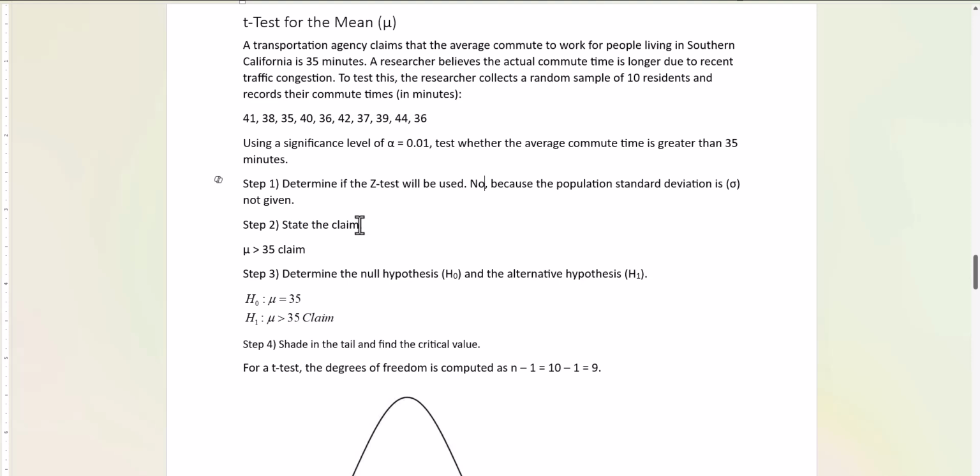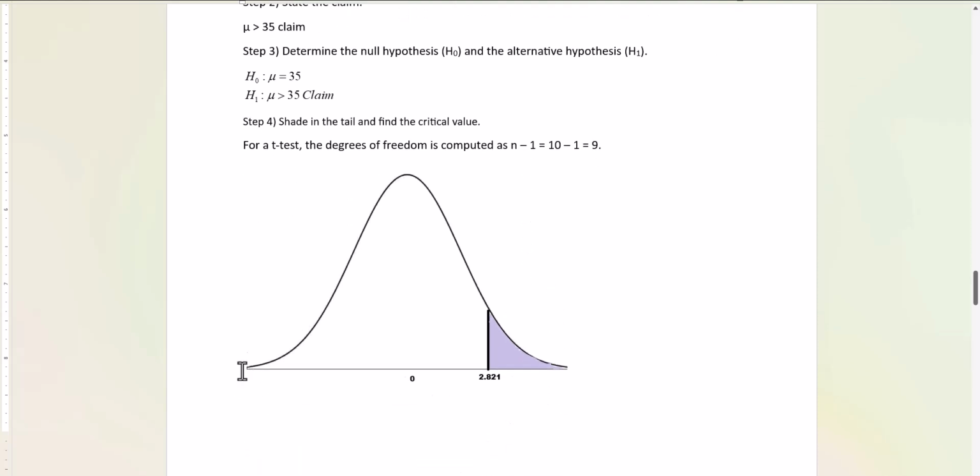So we state our claim. The claim is that the mean is greater than 35. That's an H sub 1 statement. H naught will always be the mean equals 35. So we have a right tail test. So we shade in the right tail. We have to find a t-value.